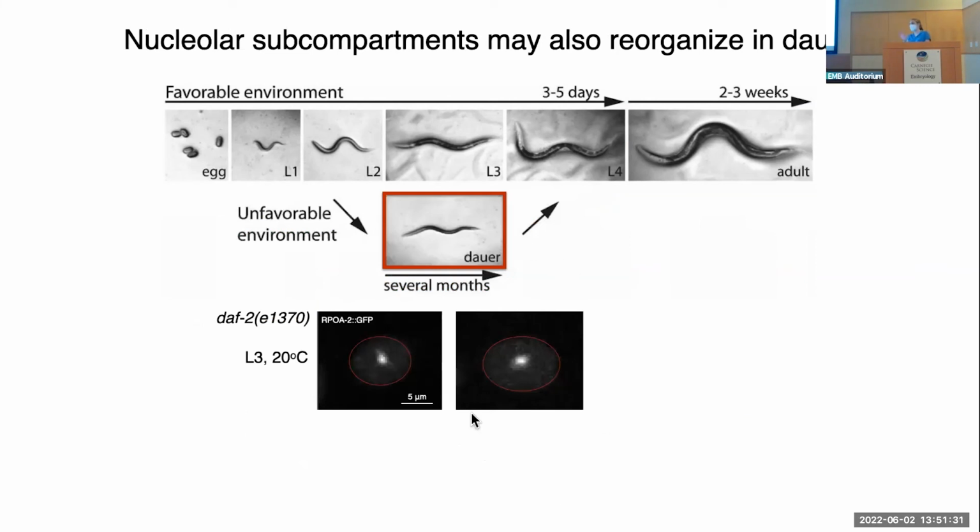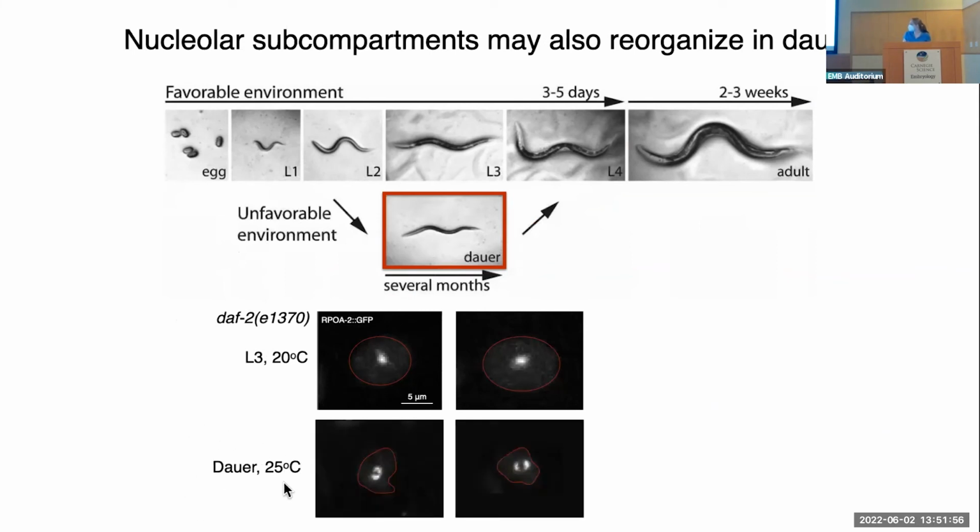So this is very preliminary, and we haven't quantified anything yet here. But we've looked at some DAF-2 mutants. There's a temperature-sensitive mutant that can, at 20 degrees, go through normal larval development. And here in L3s, we see a spherical nucleus with a single central fibrillar center. And in dauer, when we heat up the worms, the FC sort of inverts, and you see this characteristic shell or half shell split between the FC cores, and the GC is much less spherically shaped.